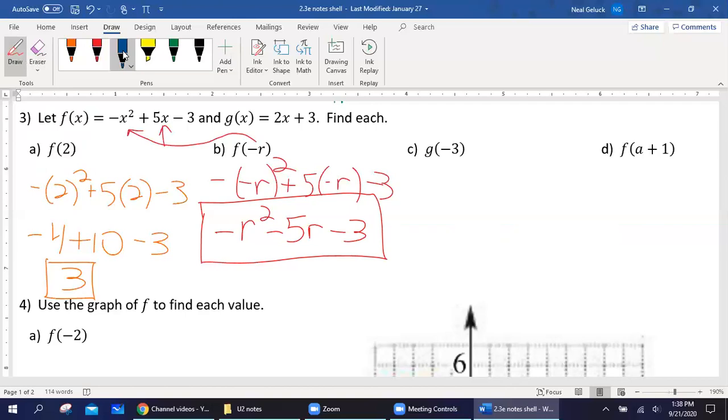For letter C, I'm using the g function. So it matters what function. So g of negative 3 means plug negative 3 into the g function. So this would be 2 times negative 3 plus 3. That'd be negative 6 plus 3, so negative 3.